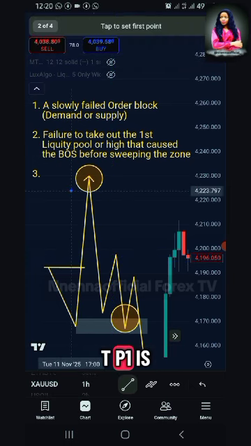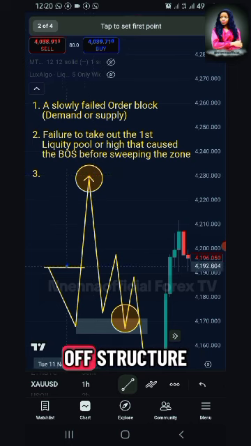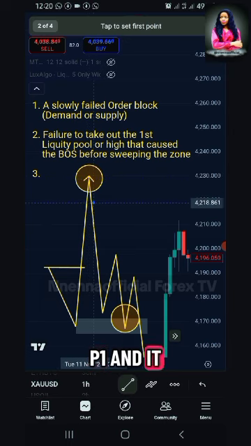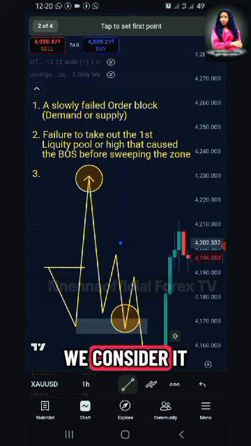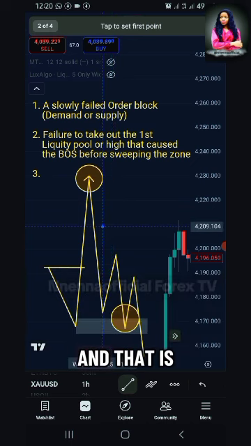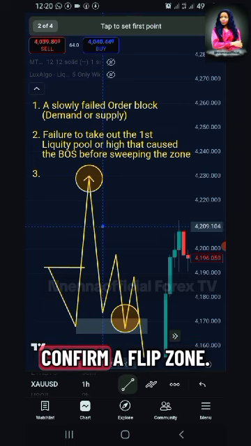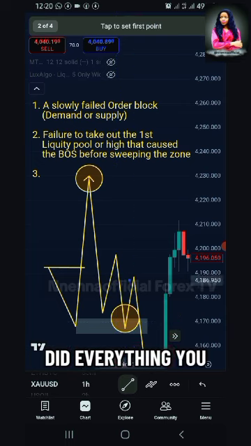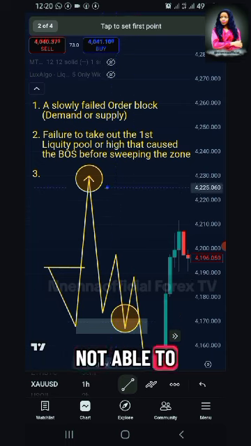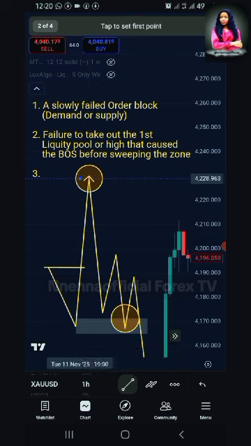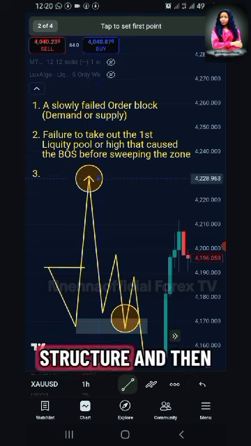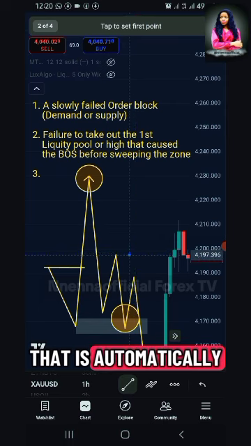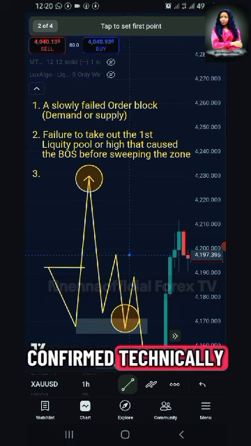And where is your TP1? TP1 is the high that caused the break of structure. So when your trade is not able to take out this TP1 and it now sweeps your zone, we consider it a failed trade. And that is how you technically confirm a flip zone. Once market reacted to the zone, did everything it wanted to do, but it was not able to take out this particular level, which is the high caused by the break of structure, and then it finally fails, that is automatically a flip zone, confirmed technically.